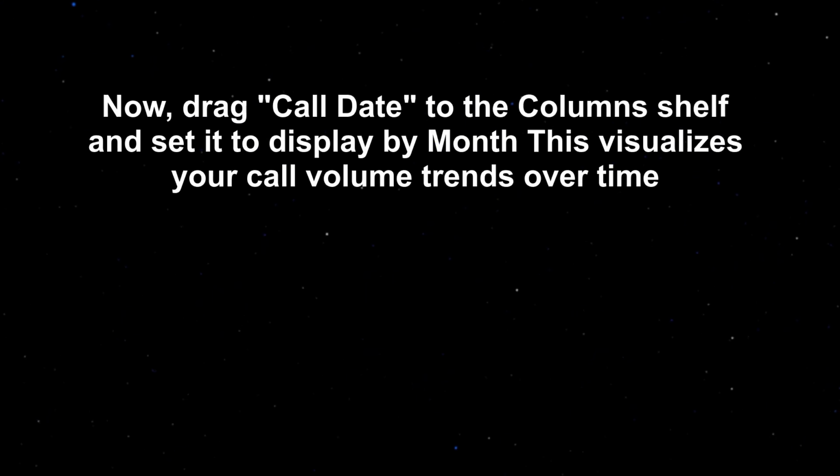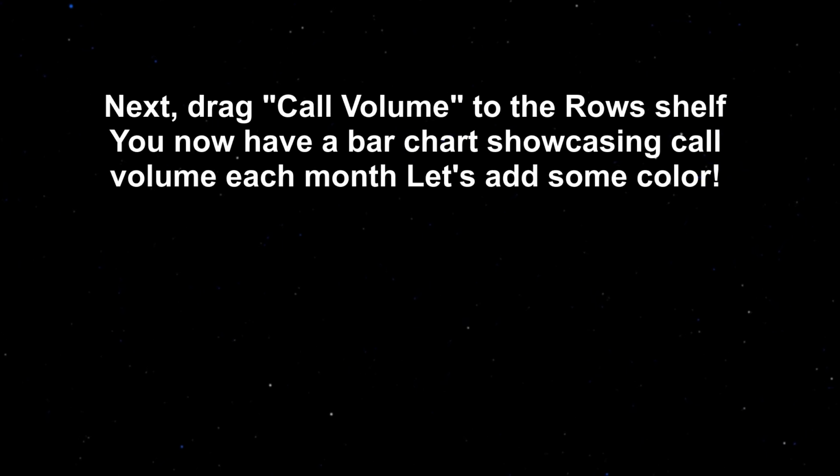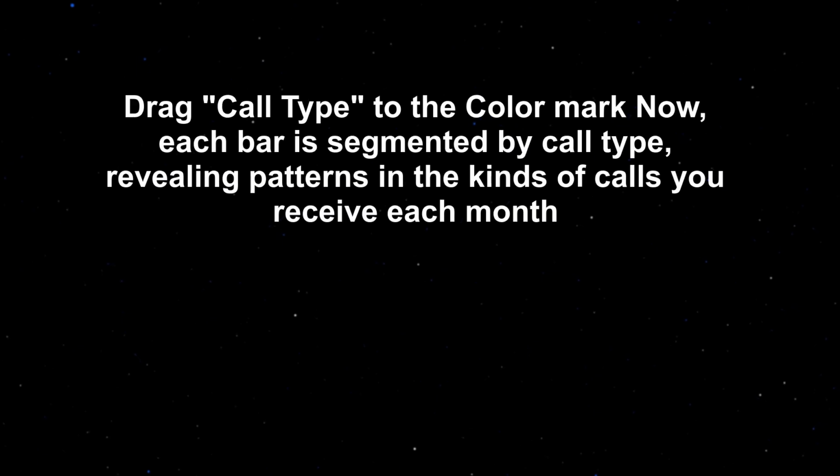Now, drag call date to the columns shelf and set it to display by month. This visualizes your call volume trends over time. Next, drag call volume to the rows shelf. You now have a bar chart showcasing call volume each month. Let's add some color. Drag call type to the color mark. Now, each bar is segmented by call type, revealing patterns in the kinds of calls you receive each month.